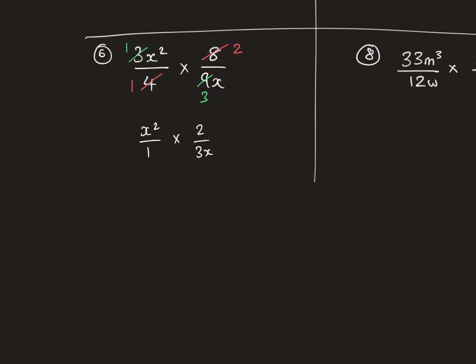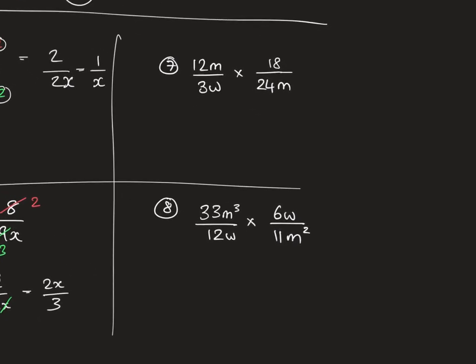I could, if I wanted to, write xx here to make things a little bit easier to spot, because x times x is x squared, and then we can see that one of those x's will cancel there, leaving us with x times 2, which is 2x, and 1 times 3, which is 3 there.